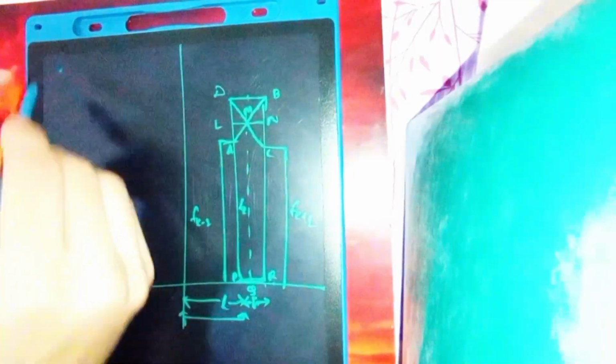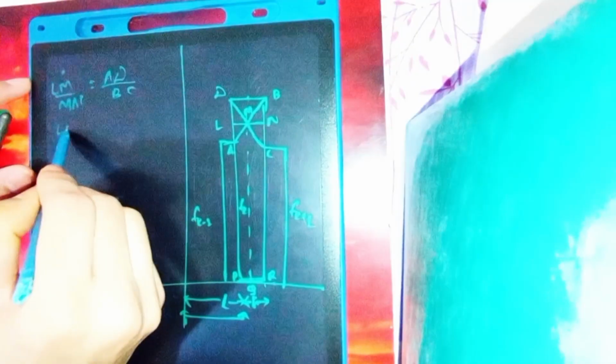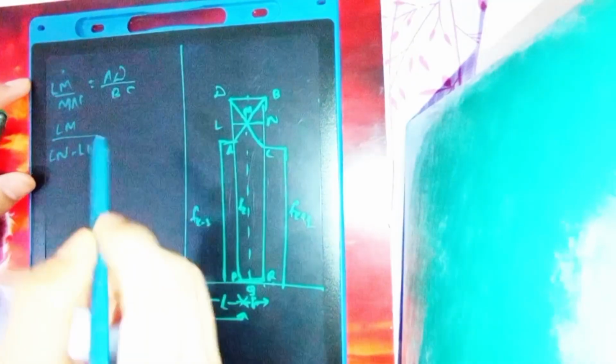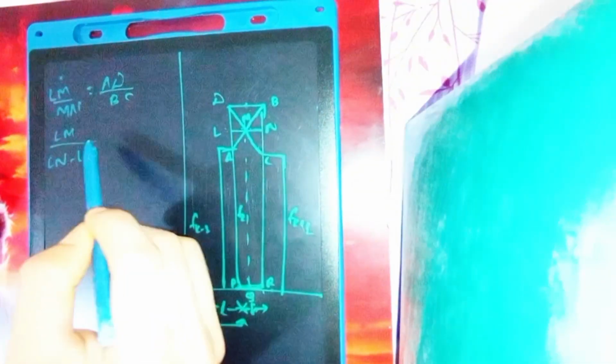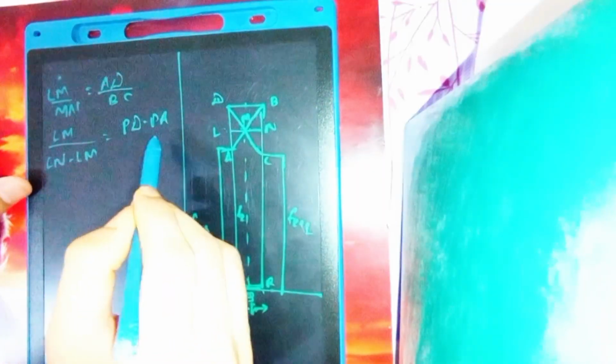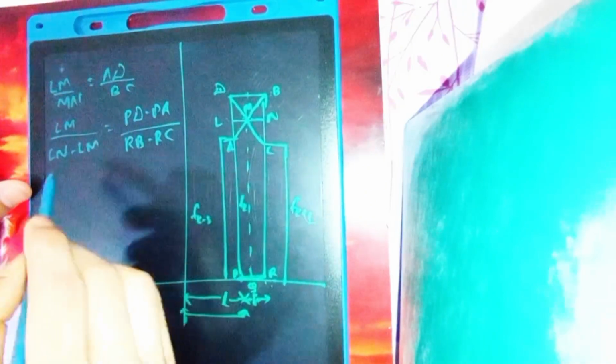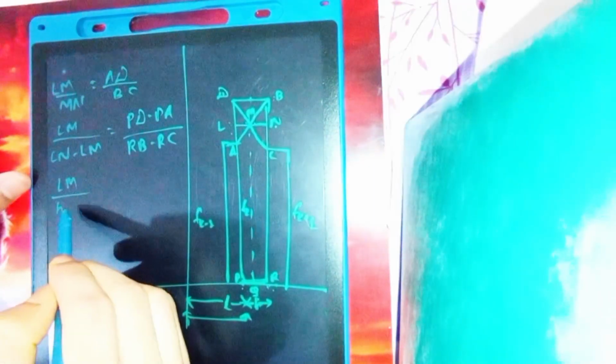So we were up here when we wrote LN by LM is equal to AD by BC. LN is the same, and MN will be LN minus LM. So AD will be PD minus PA, and BC will be RB minus RC. Same thing. Remember LN is H, the class width. So instead of LN I write H.